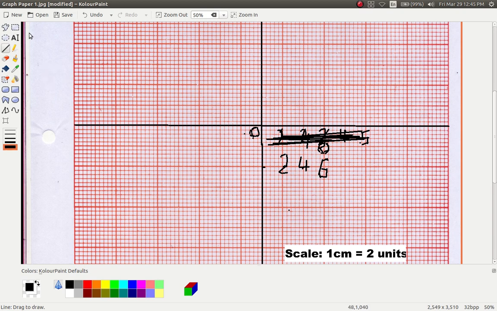Let's try a different scale. Suppose I should use a scale of 2 centimeters is equal to 1 unit. What would that look like? Scale of 2 centimeters to represent 1 unit. Let me cross this out. Get rid of this.